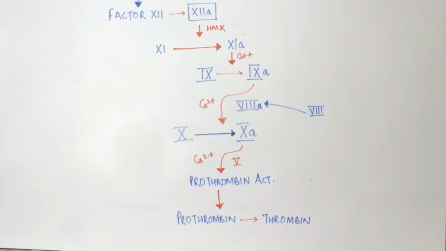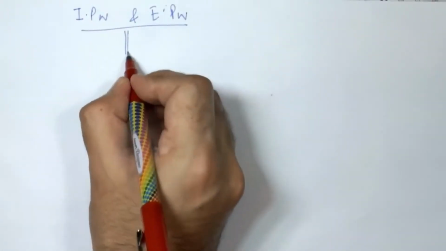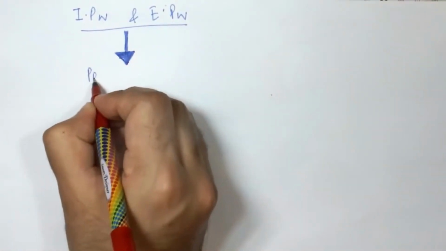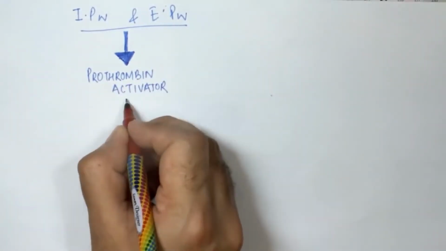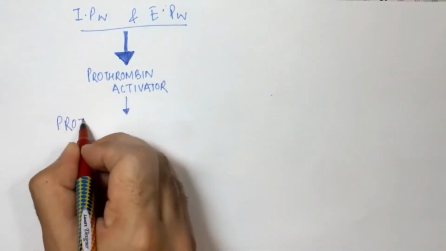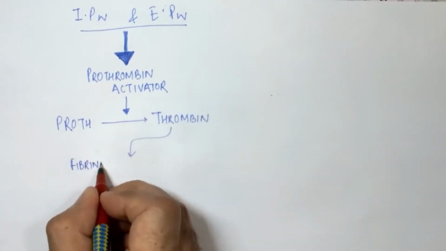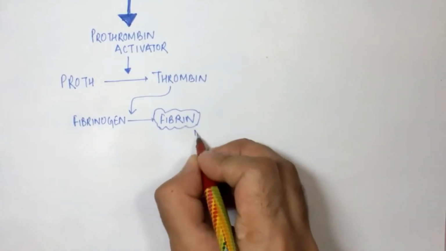So to summarize what happens in the coagulation cascade, we have the intrinsic pathway and the extrinsic pathway. They both ultimately lead to the formation of a prothrombin activator, that is activated factor 10. And this causes the formation of thrombin from prothrombin. And the thrombin acts on fibrinogen to form fibrin monomers.